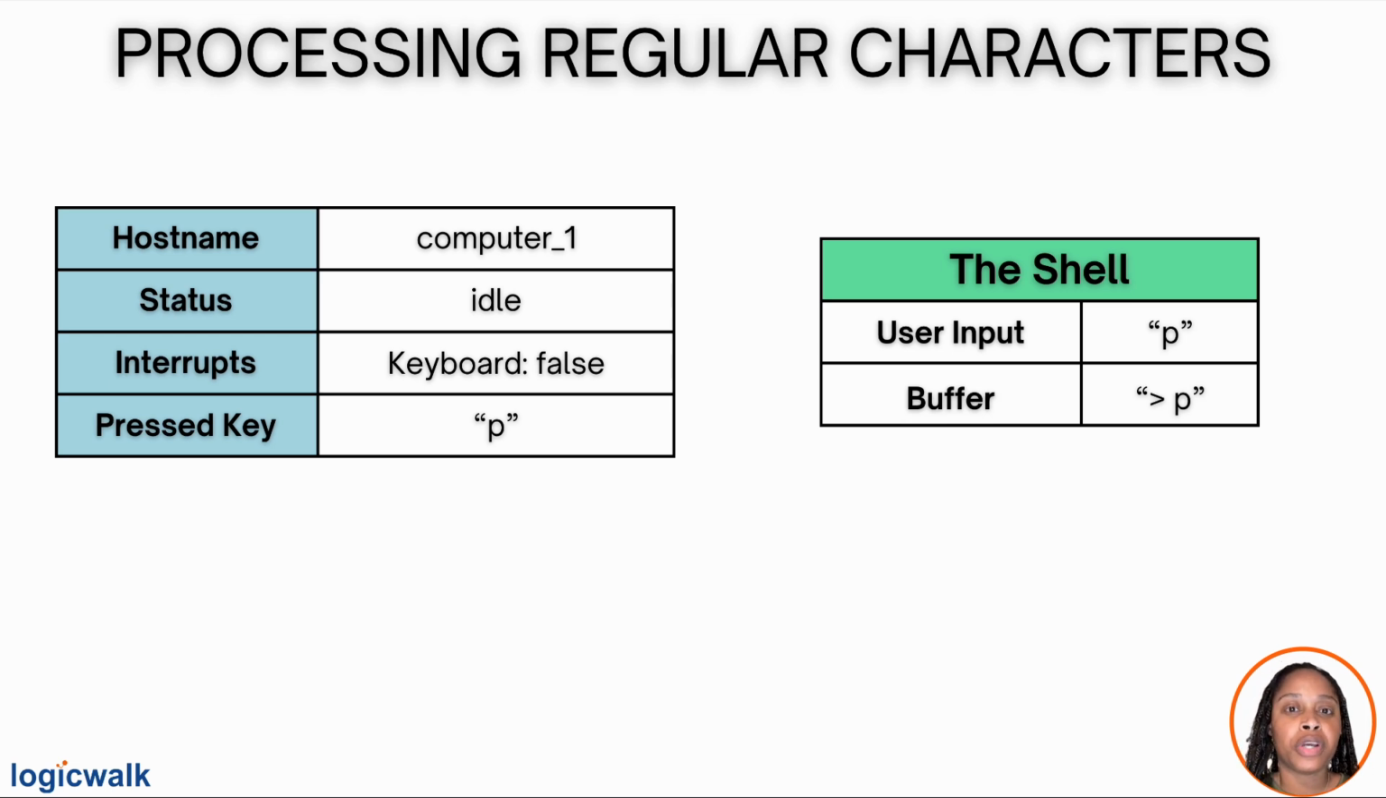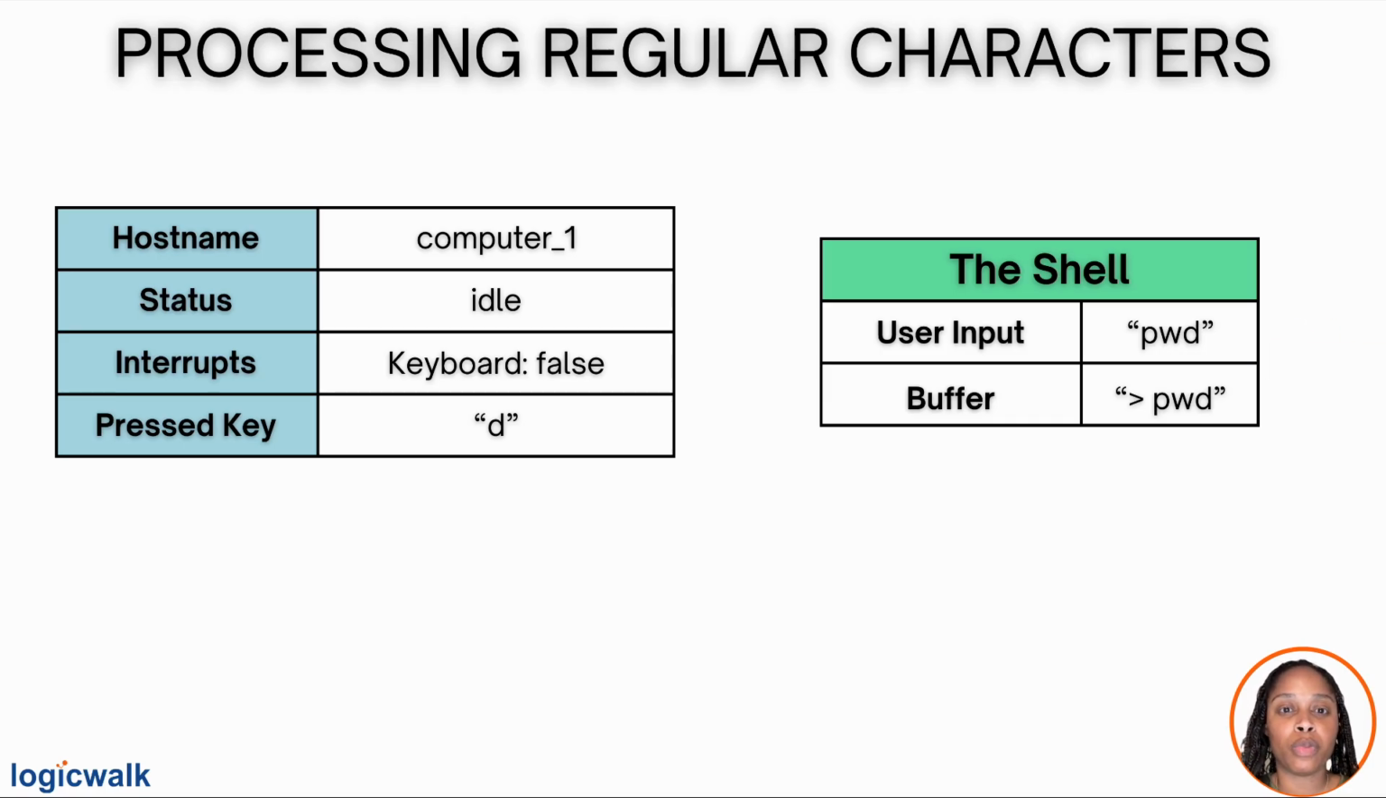Now suppose the user enters W and D right after pressing P. After the Logic Walk OS processes all 3 keys, the state looks like this. The host name remains computer 1, the status remains idle, the keyboard interrupt is false, the pressed key is D, and in the shell, both the user input and the buffer contain PWD. Notice how each pressed key builds a chain of characters in the shell.